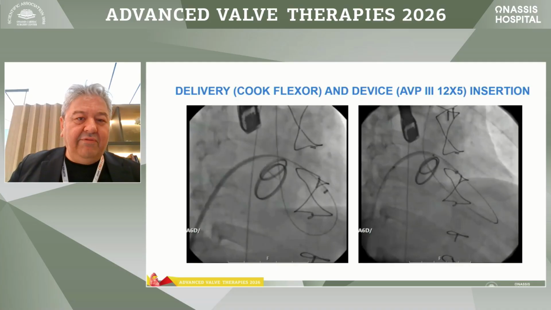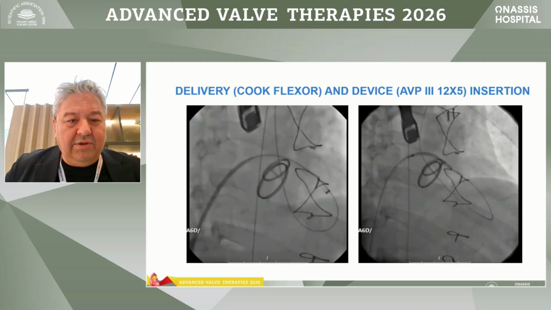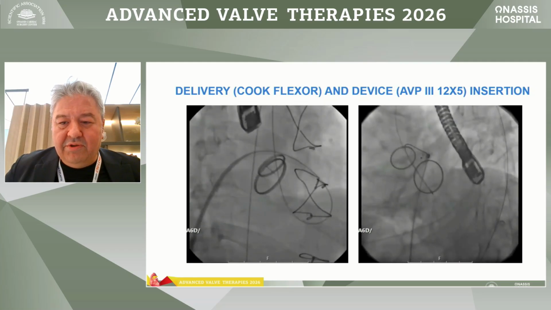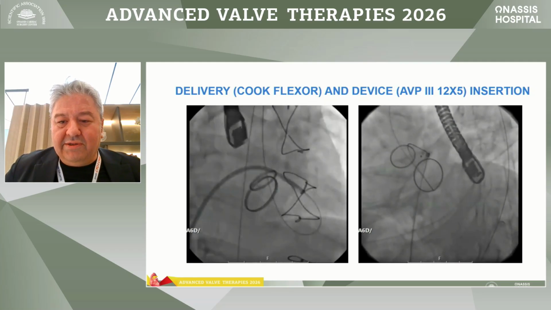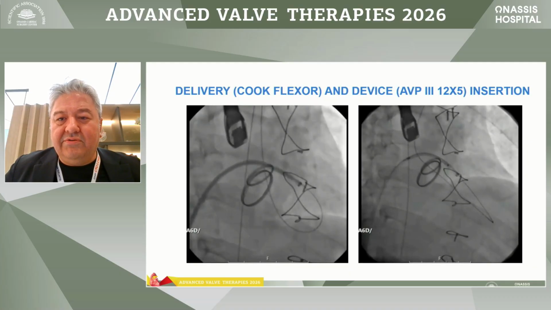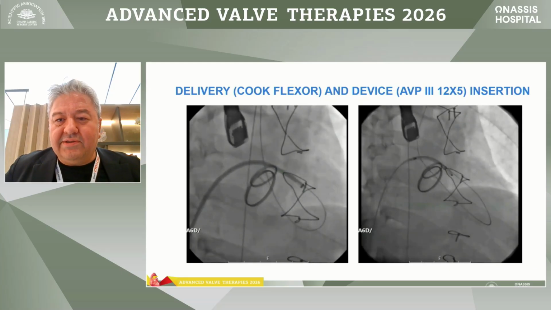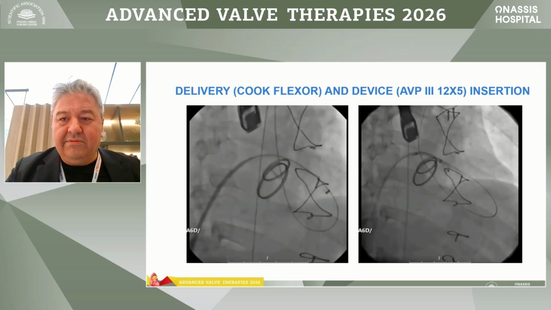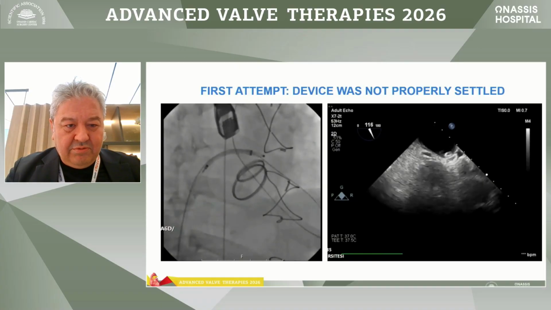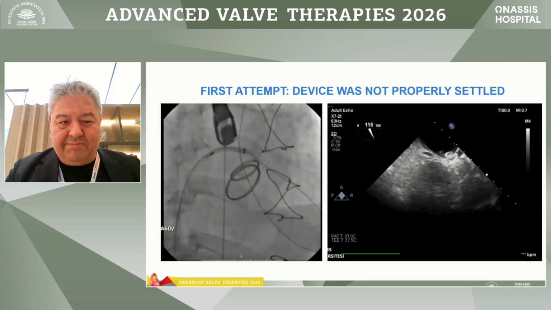And we used a delivery flexor sheath over the arteriovenous wire loop. And as you remember, we measured the longitudinal distance as 15 millimeters, and we selected the AVP3 12 millimeter device. You know that the discs will be 16 millimeters. But in the first attempt, as you see, the device was not properly settled into the abscess cave.